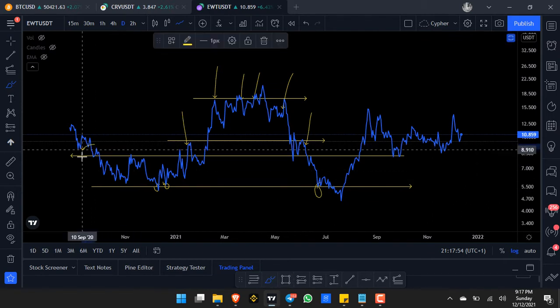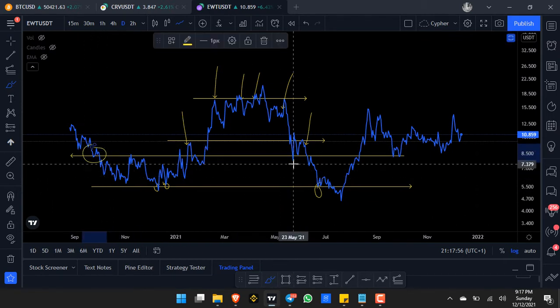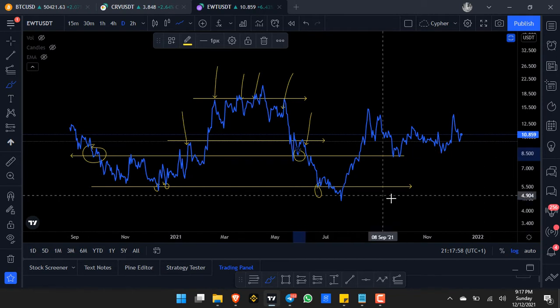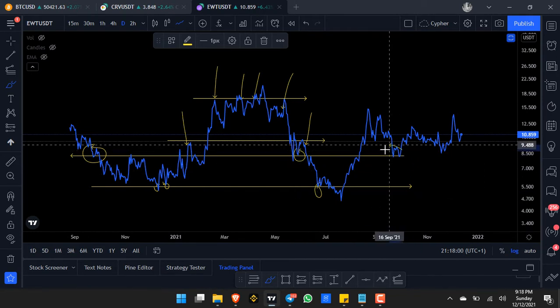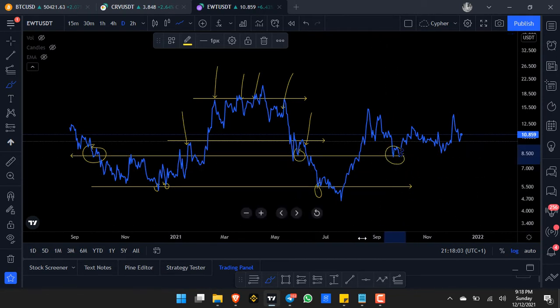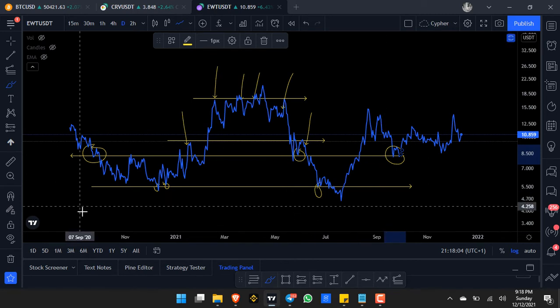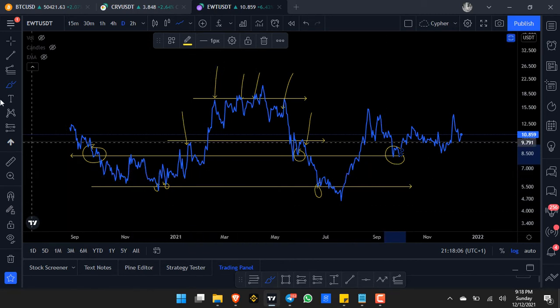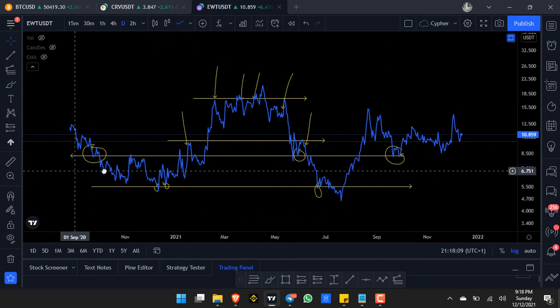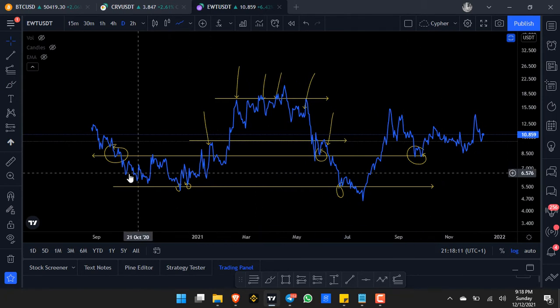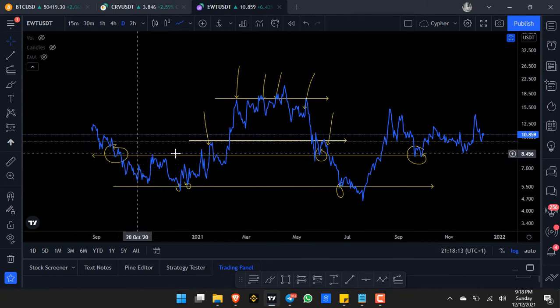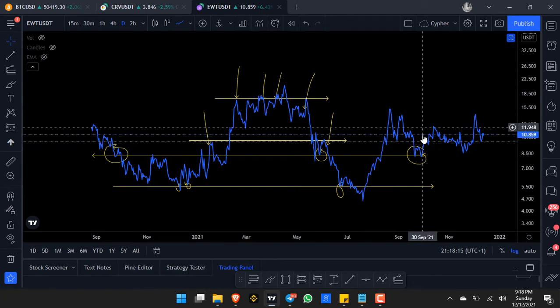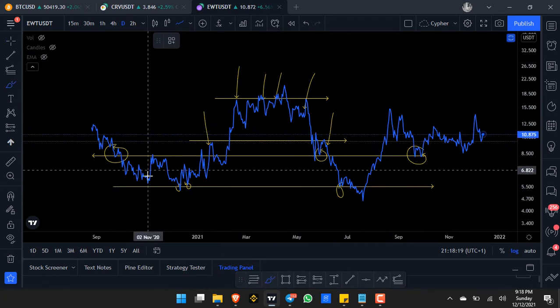We have it here, support. So it becomes support. Now looking down on the lines I have below, on this level here, you see that this same line that I've drawn here, which is serving as support for these ones above, was once a resistance for these ones below.